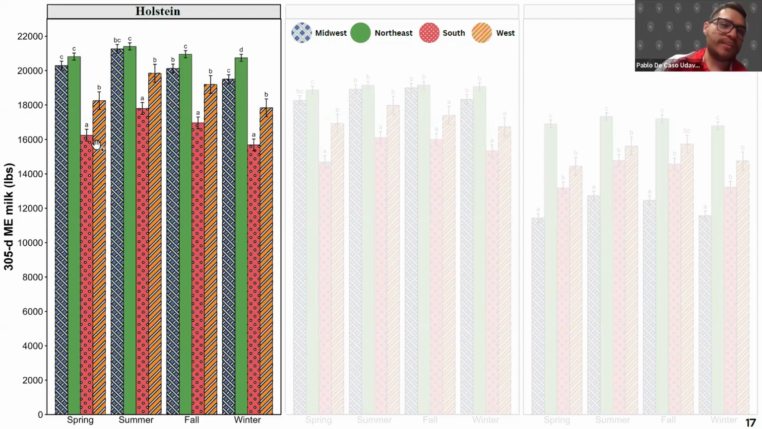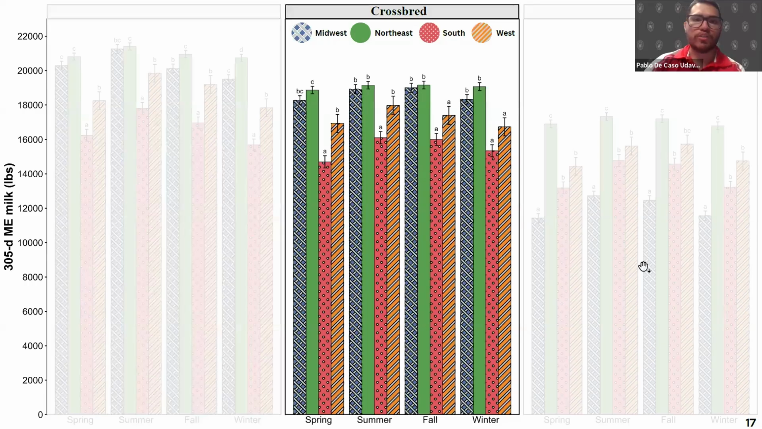As we can see, the South is averaging between 16,000 and 17,000 pounds of milk for the Holsteins. And then the West is averaging around 18,000 to 20,000 pounds of milk per cow. But then we're also seeing an effect of seasonality in here, where the lowest milk yield is going to be occurring in the winter, and then maybe we're going to be discussing a little bit into that in the insight section of this objective.